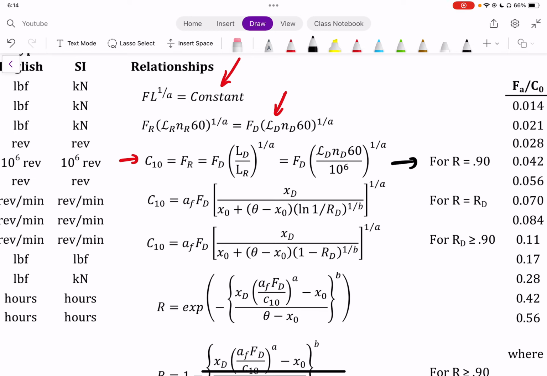Now, what we've developed in this video is that C10, and this is valid for any reliability, is going to be equal to A sub f times FD, open brackets, XD over X0 plus theta minus X0, ln of 1 over RD. So this would be our more complex equation where R is any reliability desired other than 0.9. And then for simplicity, if you're doing an example and you can't figure it out, another equation that can be used, for RD greater than or equal to 0.9, is to simplify your ln of 1 over RD to 1 minus RD, which makes it a little bit easier to solve the problem.